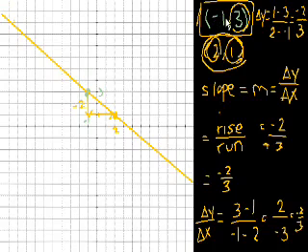So it doesn't matter which point we start with, as long as if we use the y in this coordinate first, then we have to use the x in that coordinate first. Let's do some more problems. And actually, I'm going to do a couple just so you see the algebra without even graphing it first.